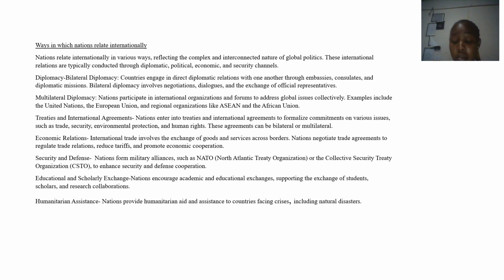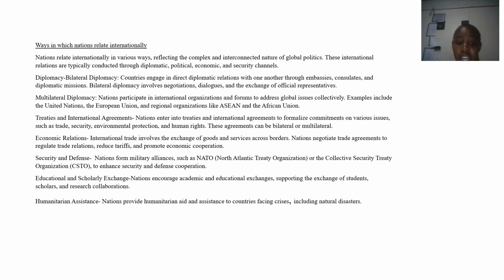Then there is also multilateral diplomacy. Nations participate in international organizations and forums to address global issues collectively. For example, they include the United Nations, that is the UN, and also regional organizations such as the African Union. Then treaties and international agreements. Nations enter into treaties and international agreements to formalize commitments on various issues such as trade, security, environment, and even human rights and climate.